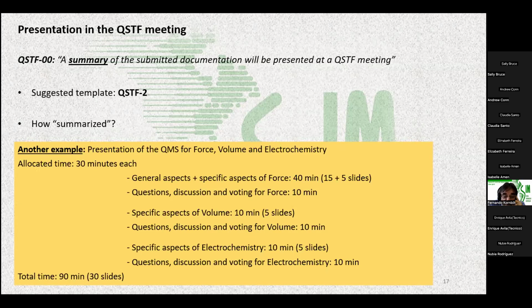And these 5, for example, can be: present the force laboratory in one slide, internal audit in another, the peer evaluation in the third, the action plan in a fourth, and the vitality evidence in the fifth, or however you want to build it, but not longer than this. And the same for volume: once you get rid of force, the general part of the system has been approved. So now I'm going to present the specific aspects for volume, which are going to be shorter, and the specific aspects for electrochemistry, which are also going to be shorter. In total, it took me 30 slides, the equivalent of 90 minutes. And that's just a possibility.